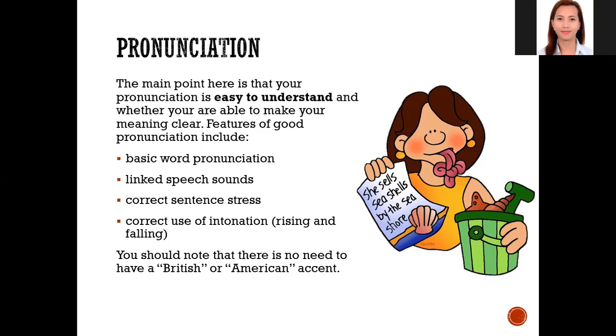Correct use of intonation, the rising and falling, also. So when to use rising and when to use falling. When you are asking questions, you can raise your voice. So, do you think that there will be more world leaders meeting? So that's the intonation.